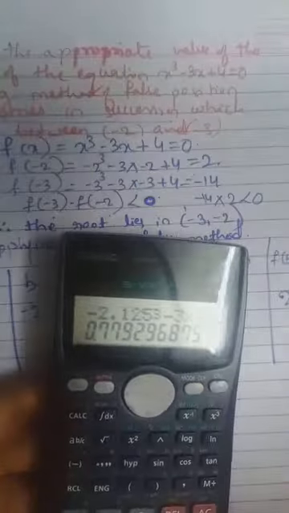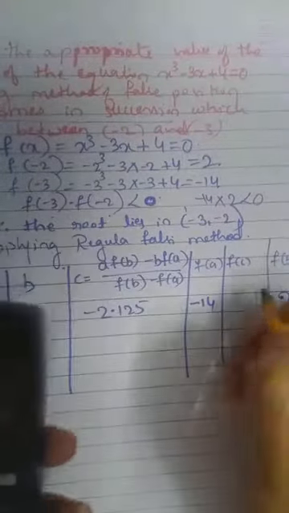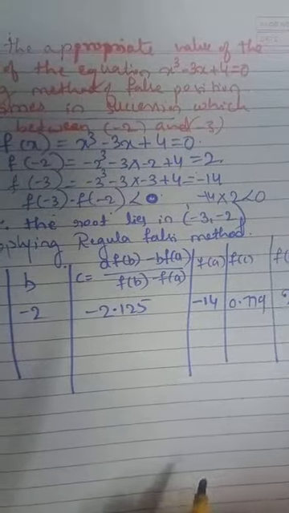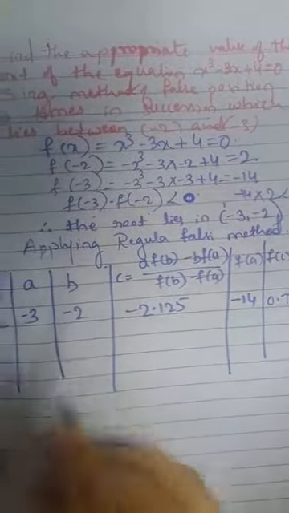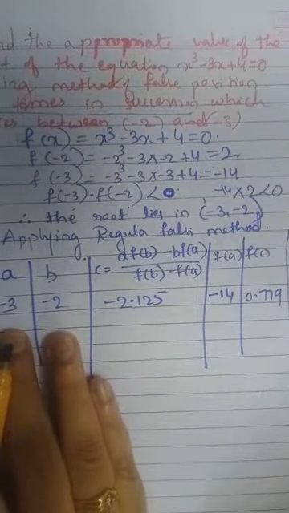My f of C is 0.7792. That is 0.779. Now the next task is we have to find the value for A and B for the second iteration. So how do we find the value for A and B for the second iteration?